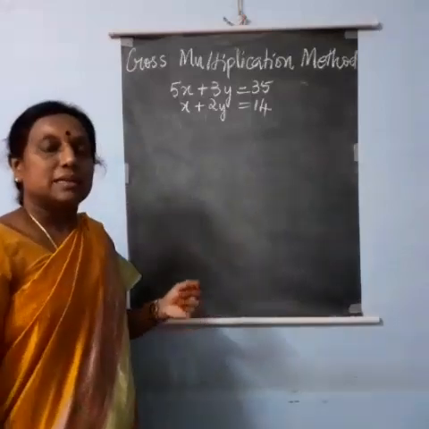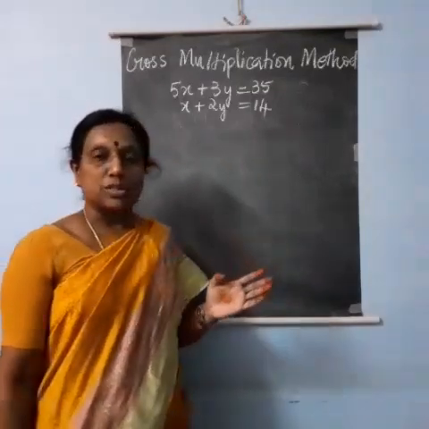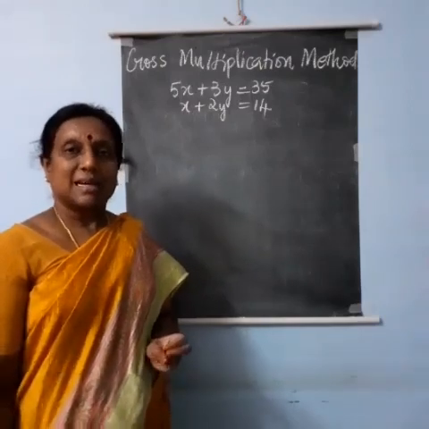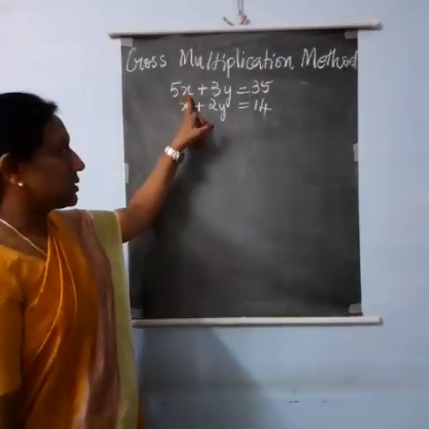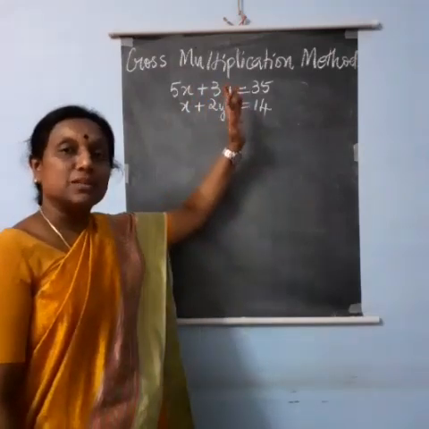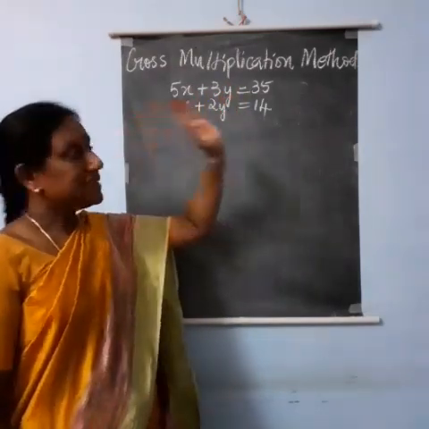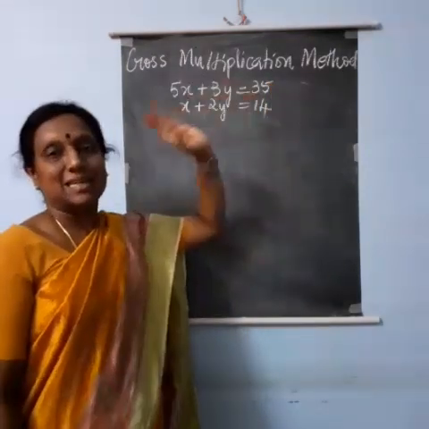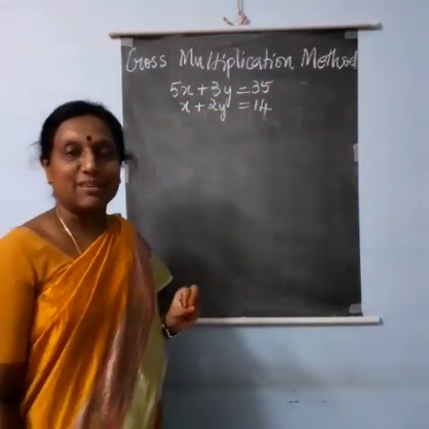Now, the two equations, if you notice, are not in the standard form. Standard form means that there will be the x term followed by the y term followed by the constant term. Here the constant term is on the right hand side. So let us rewrite these two equations in the standard form.